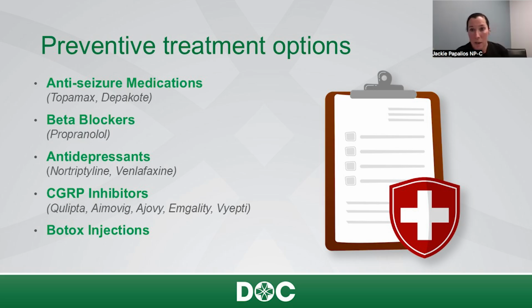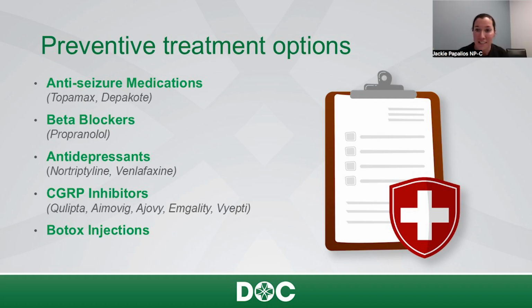Some preventative treatment options. A lot of these medications we're using off-label. So medications like Topamax and Depakote are long-standing migraine preventative medications. They're actually anti-seizure medications, but again, we use them off-label for migraines.